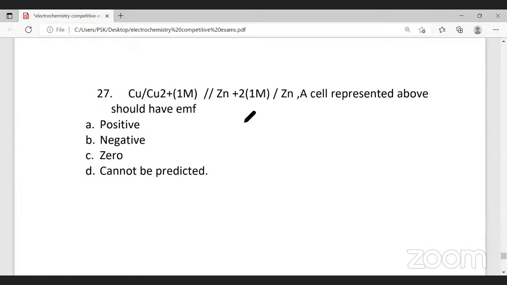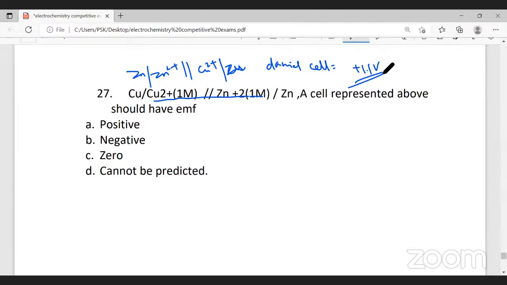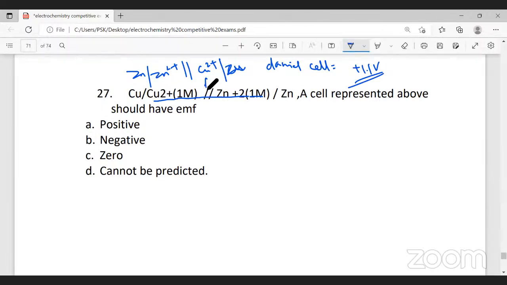Cu2 plus 1 molar, Zn2 plus 1 molar, Zn. It should have an EMF. What's the EMF? Can you identify what this is? What is this cell called? Daniel cell, sir. Daniel cell. What's the potential of Daniel cell? 1.1 volt. So 1.1. Here you see, this is the reverse of Daniel cell, no?